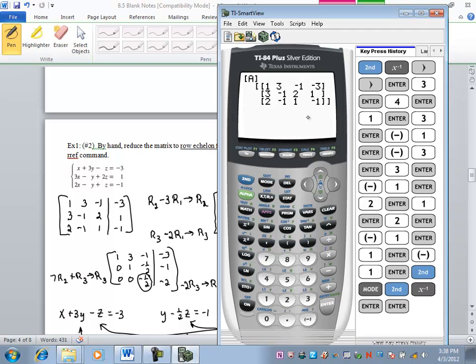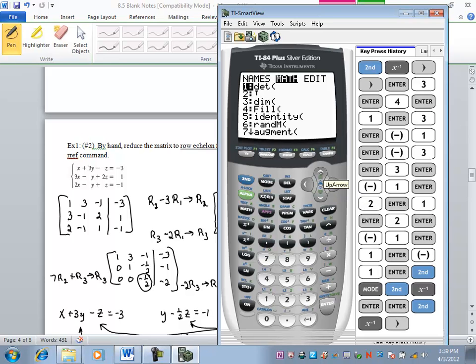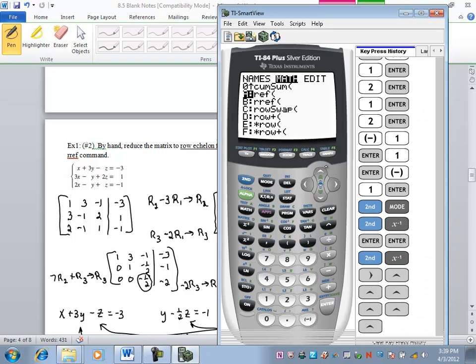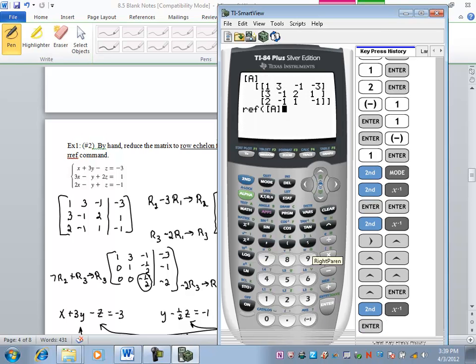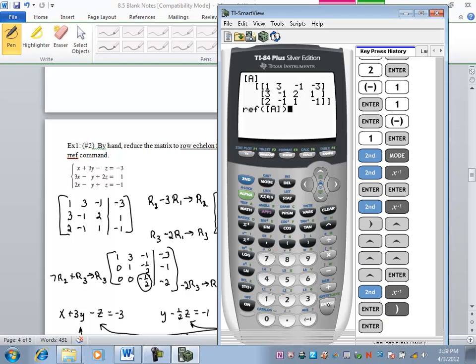And now I can do two things here. I can go to the matrix menu once again. This time I'm going to go to the math option because we're going to do some math. And let's hit the up arrow key. And you'll notice that option A is REF, row echelon form. And so we are going to hit enter there and ask the calculator to do a row echelon form on, and I've got to go back to my matrix menu and tell it that we want to work with matrix A. Row echelon form on matrix A, and I hit enter.